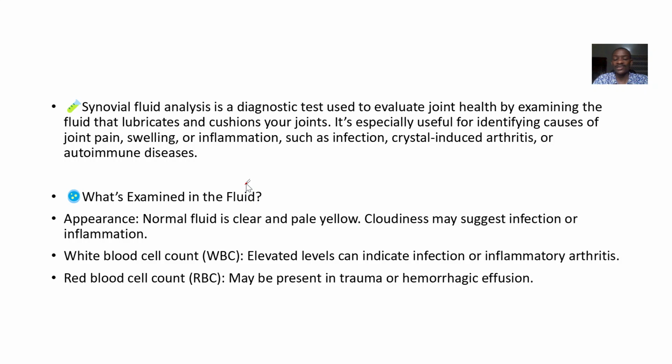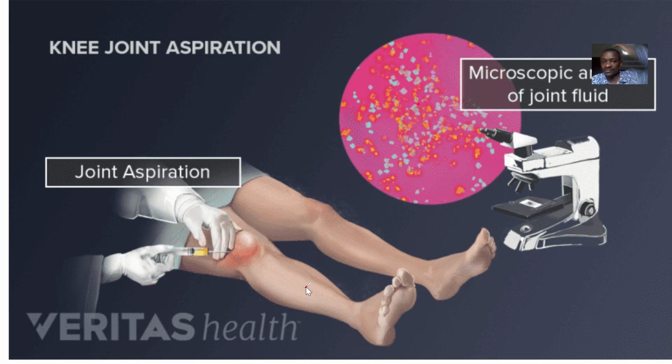So what is examining the fluid? You want to check out the appearance of the fluid. Is it clear or is it yellow? White blood cell count. So the more white blood cells you have in the fluid, you know that white blood cells are being recruited to fight infections. Do you understand? Red blood cell count may be present in trauma. If blood is bleeding into the synovial fluid, it confirms that there was a trauma there. All right.